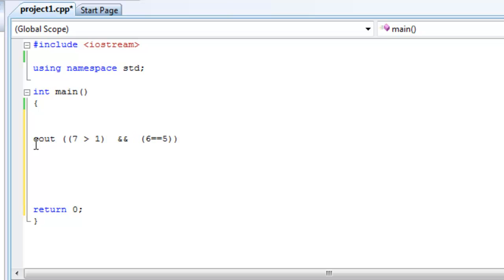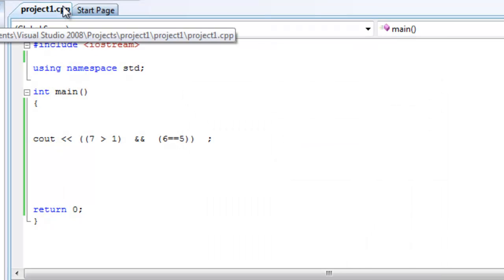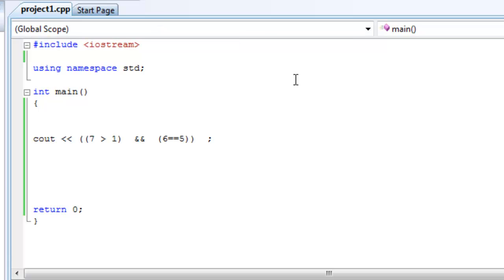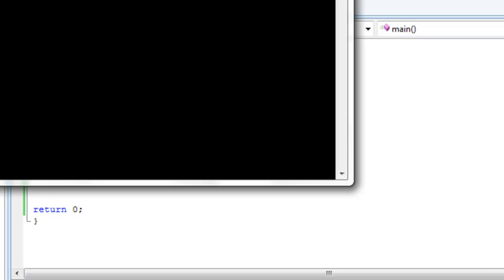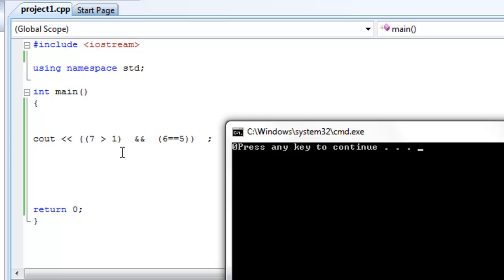So cout this whole thing, and we want to put it in parentheses like that and a semicolon. Okay, so this should be false or zero, right? Start without debugging, and it takes a while, and then here you go. It's simply a 0, which we predicted because we had a 1 for this one, a 0 for this one, and we have an AND operator. And an AND operator basically means that both sides of the whole operation have to have a 1, or they both have to be true in order for the bigger expression to be true. Okay, that's for the AND gate.